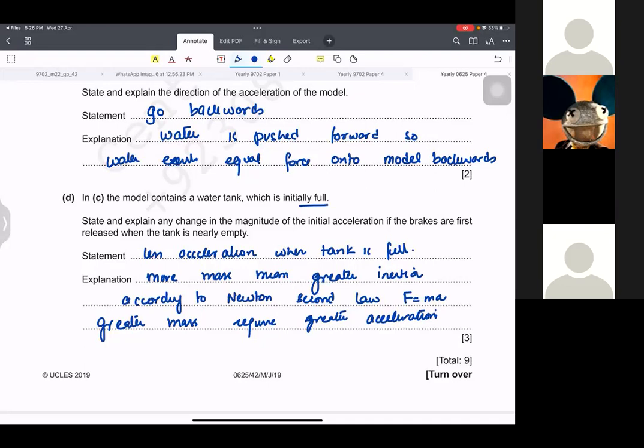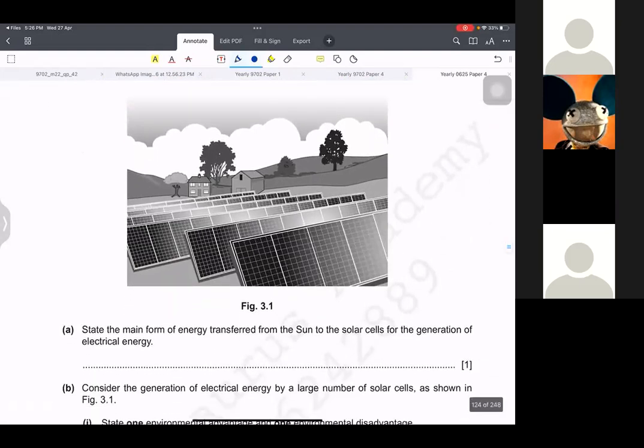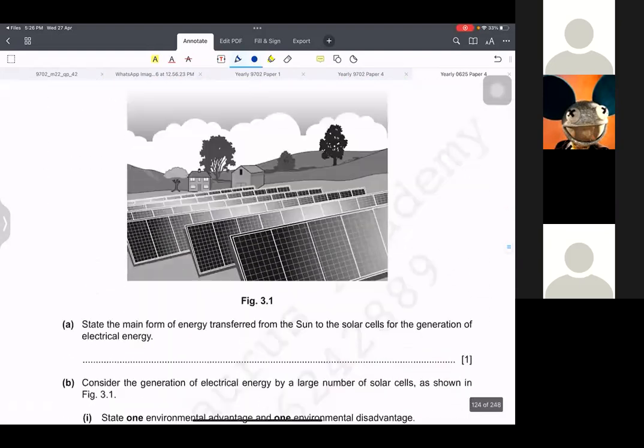When the tank is empty, there will be less inertia, because there's less mass. So with little acceleration, you can gain the same force, right? Like this. Wrong or right? Right, right. Okay. That's right.